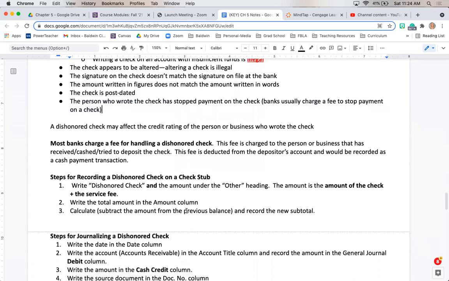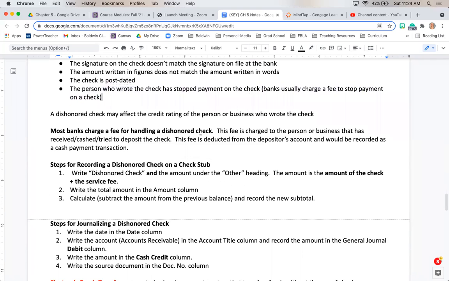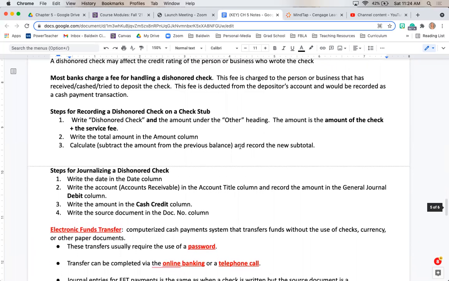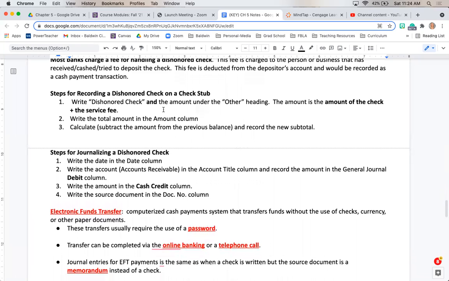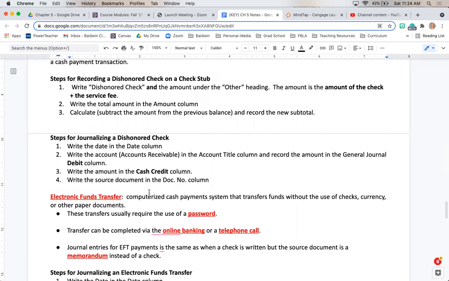Most banks are also going to charge a fee for handling a dishonored check. So not only are you losing money if there's a dishonored check, but you're also getting charged a fee due to that. So, steps for recording a dishonored check on a check stub: we would just write dishonored check in our other spot, kind of like we did our bank service charge. And then we'd have to go and journalize that, which is what we're going to do in MindTap today.